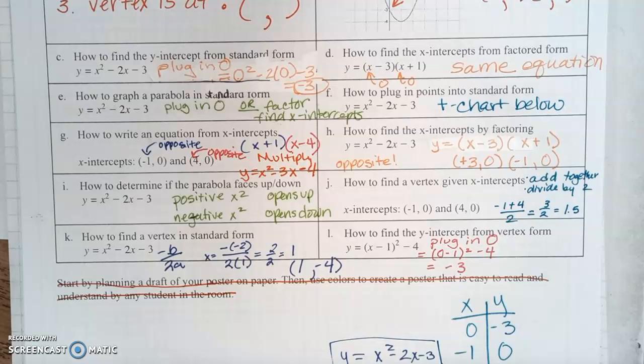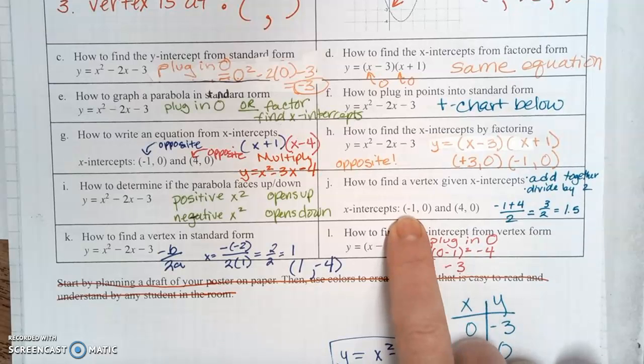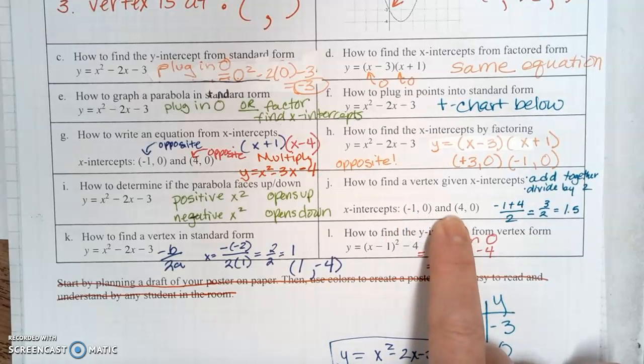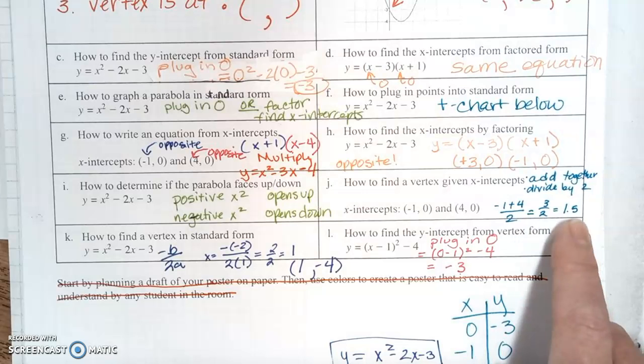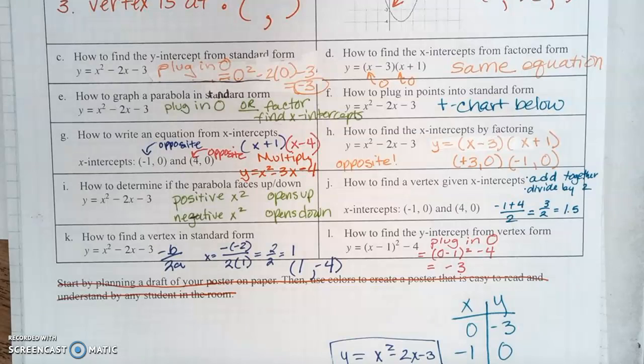Okay? Box J says, how do you find a vertex given the x-intercepts? The answer is that you're going to add the two numbers together, and then you're going to divide their sum by 2. So if your x-intercepts are at -1 and 4, you're going to add -1 plus 4 to get 3. And then you're going to take that 3 and divide it by 2, and you're going to get 1.5. That's going to give you the x-coordinate of your vertex.